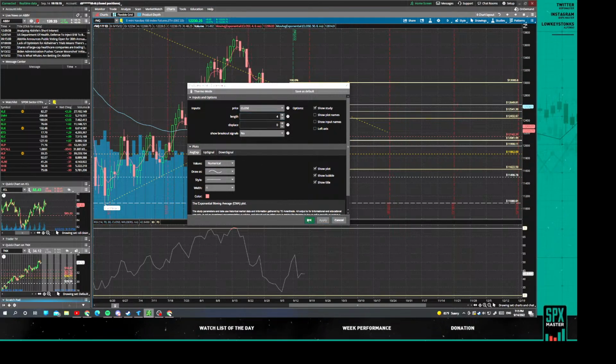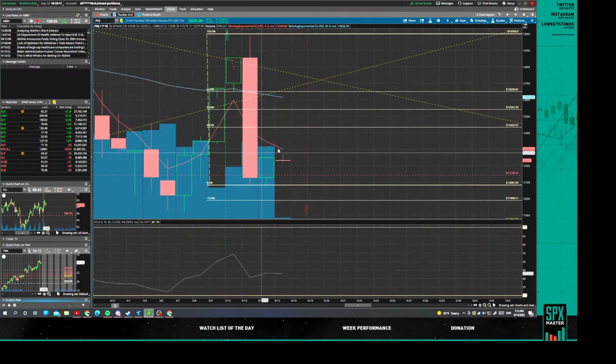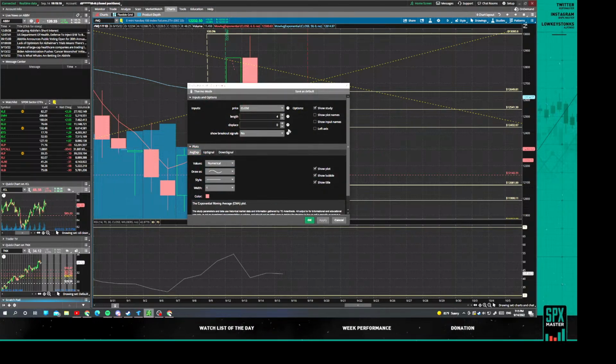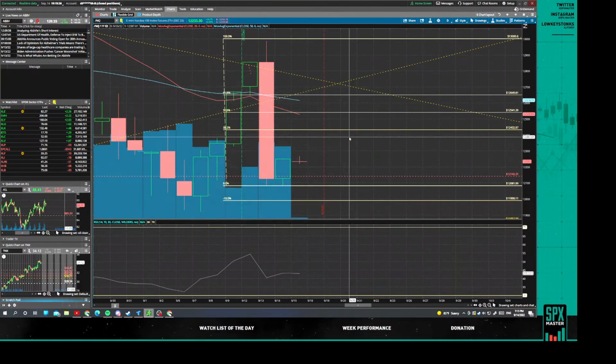I'm going to look at the 4 EMA right here. The 4 EMA almost touches. Sometimes that's what we call the keys of death, right? The keys of death, in case that touches and we come back down from there.